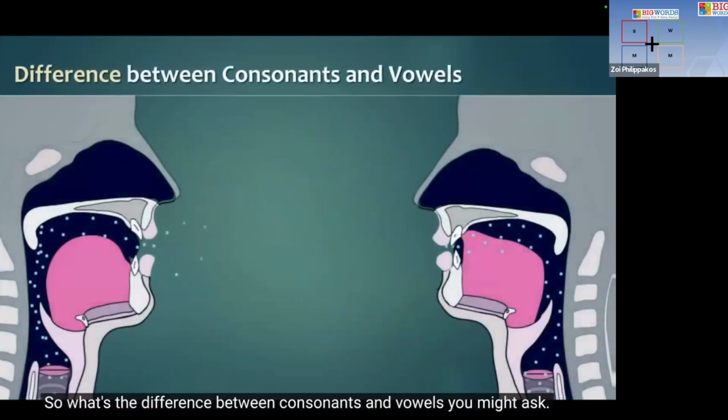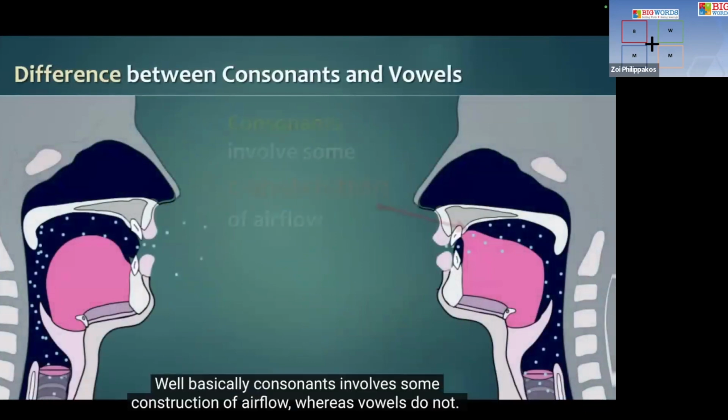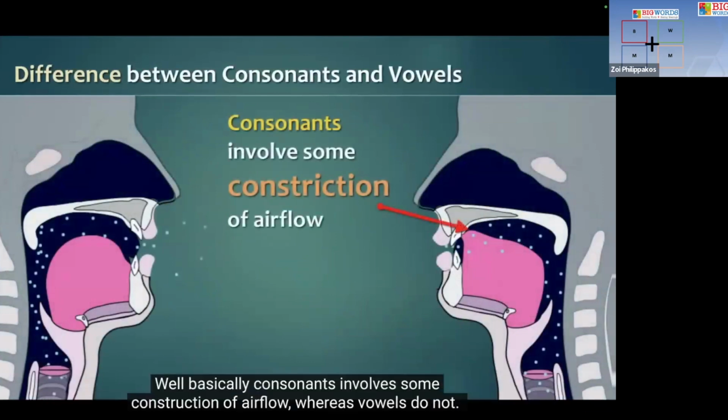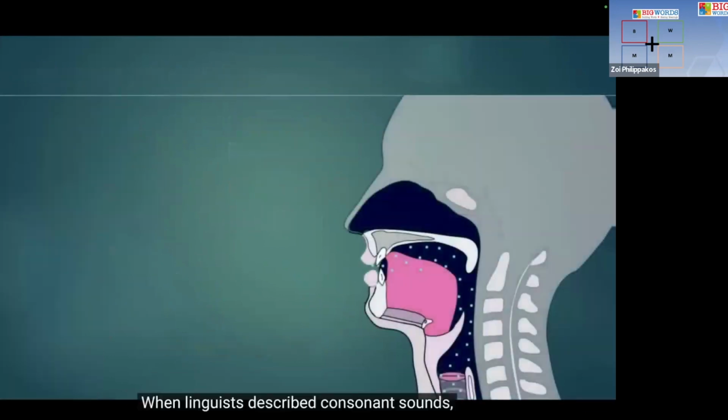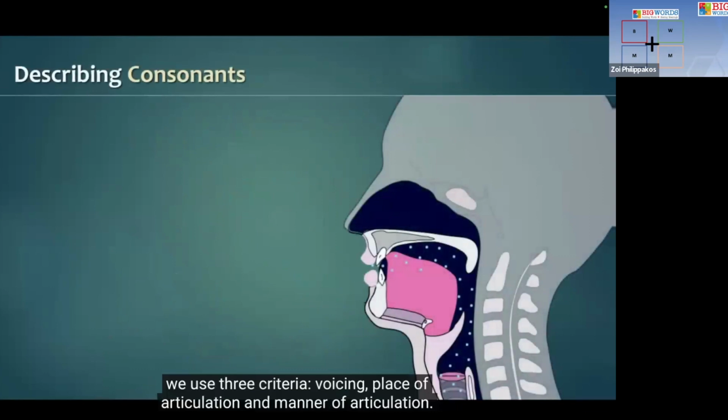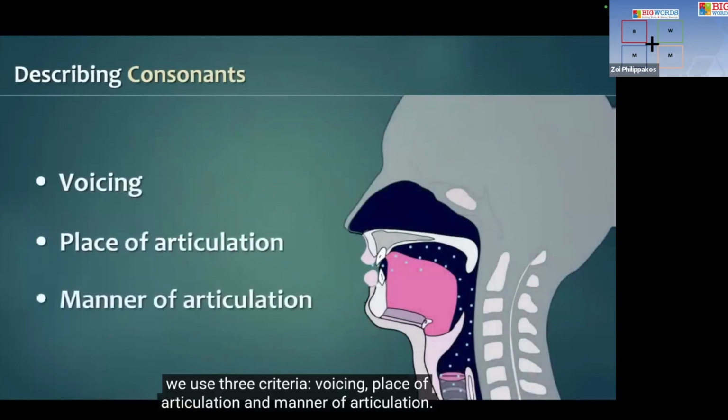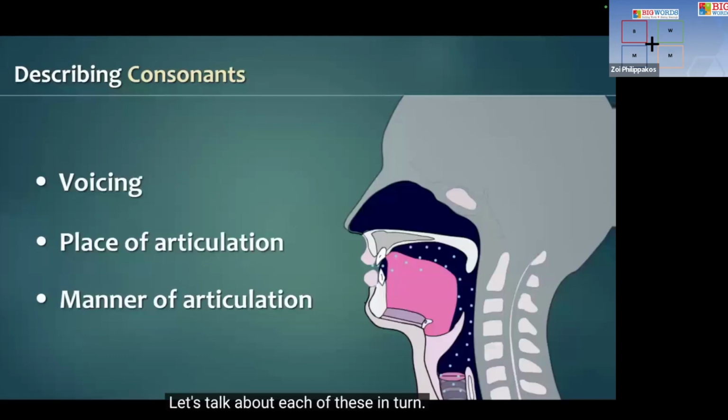So what's the difference between consonants and vowels, you might ask? Well, basically, consonants involve some constriction of airflow, whereas vowels do not. When linguists describe consonant sounds, we use three criteria: voicing, place of articulation, and manner of articulation. Let's talk about each of these in turn.